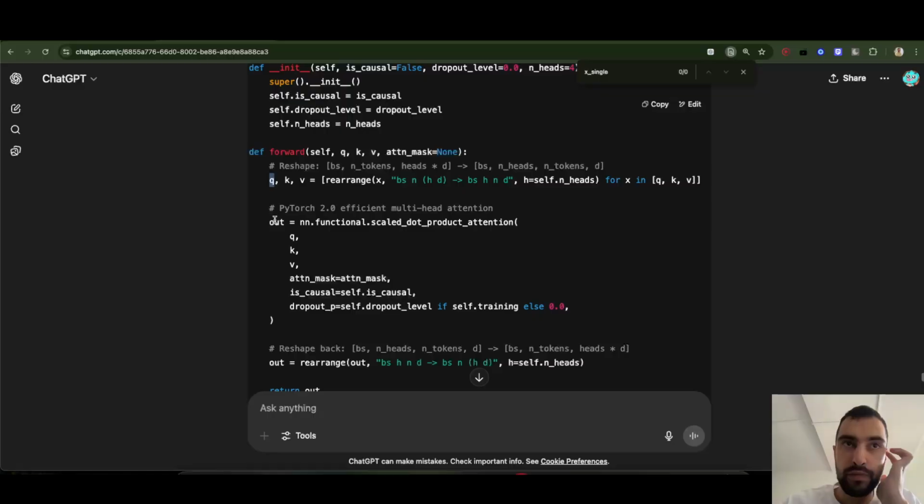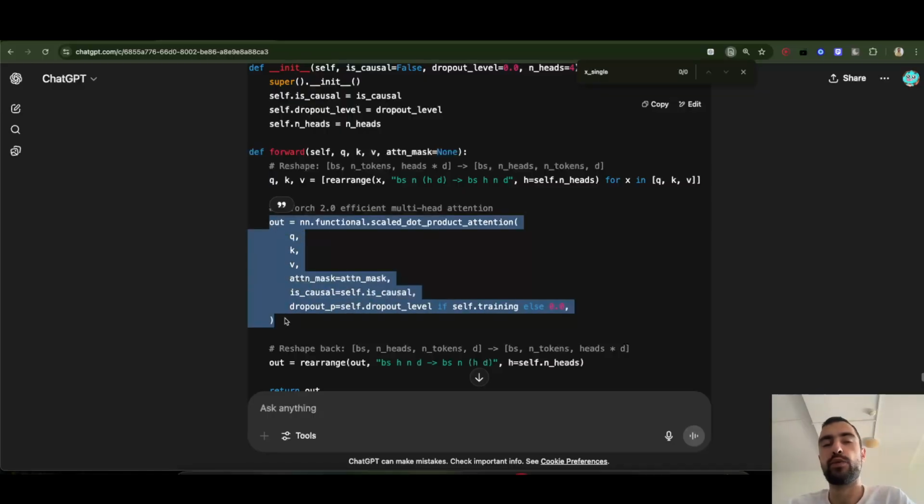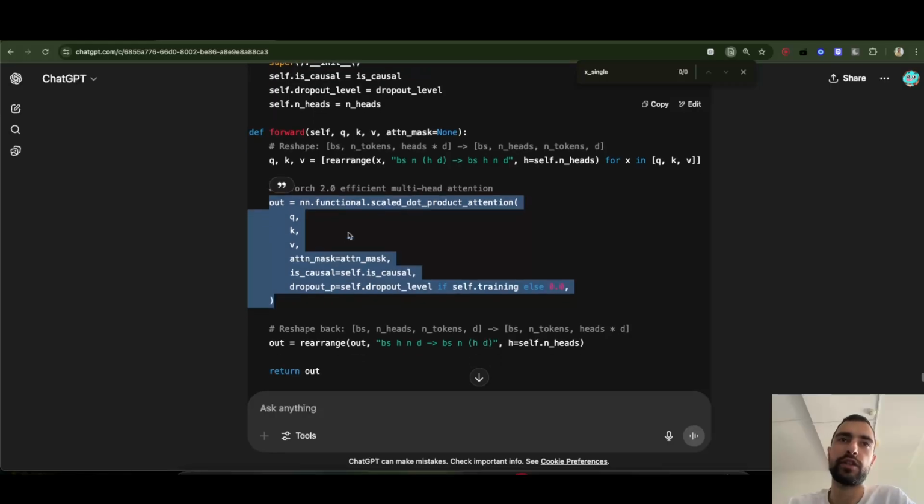Then we will calculate scaled dot product. If you don't know this, you can watch my video explaining coding Llama 4 from scratch or DeepSeek from scratch. I explained this. I will not explain this now.